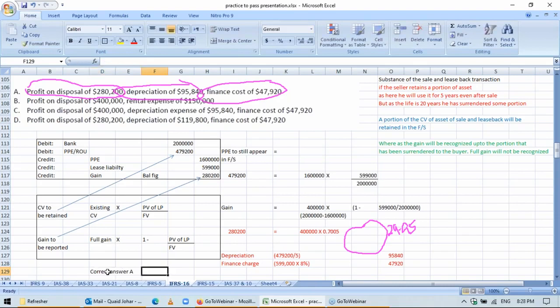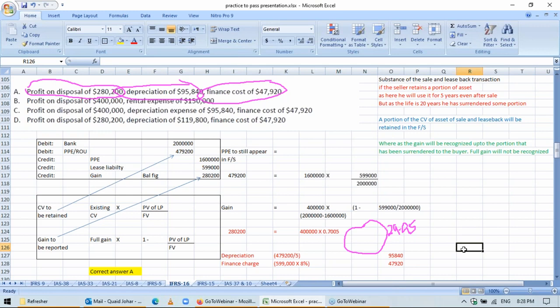This question was a bit longer. You won't be asked this much longer question for 2 marks, obviously, but this question involved most of the accounting for sale and leaseback transactions when you retain some portion of the asset. That's why I took this question, so that I can cover most of the portion of the sale and leaseback concepts over here, right? So this is it for the sale and leaseback transaction where you retain a portion of it.